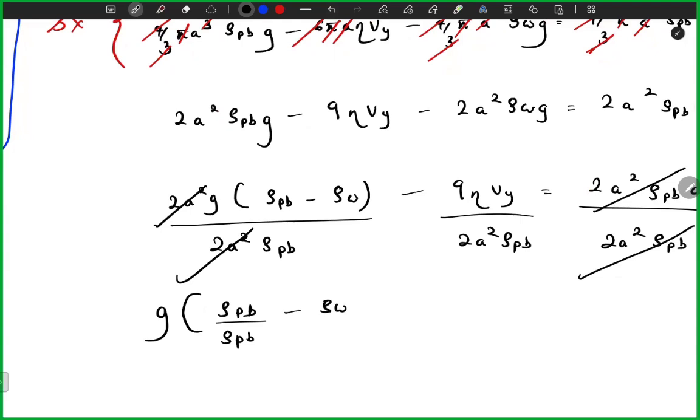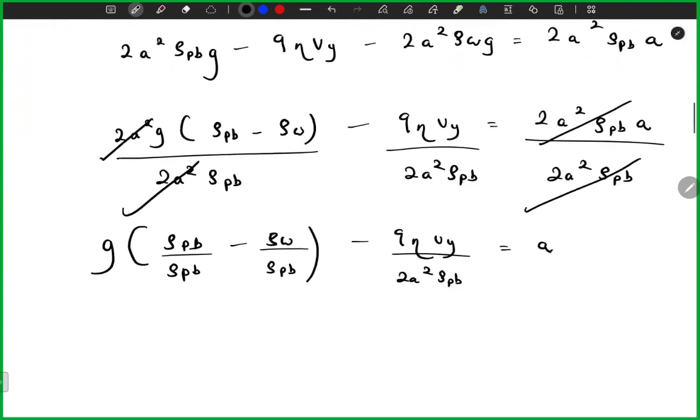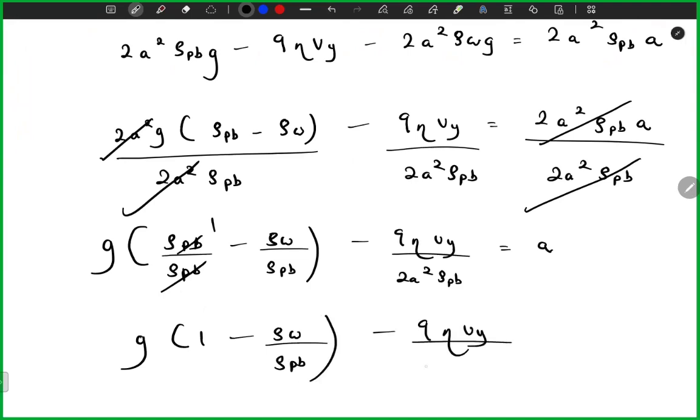Minus rho w over rho pb minus 9 eta vy over 2a squared rho pb is equal to what? A. Okay, so this is 1, as you can see. So g times what? 1 minus rho w over rho pb minus 9 eta vy divided by 2a squared rho pb equals A. This A is the acceleration in the y direction. Is this understood?